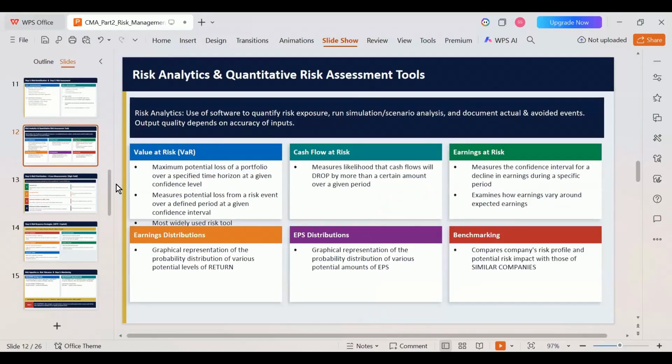So, in this risk analytics, what is meant by risk analytics? Use of software to quantify risk exposure, run simulation or scenario analysis, and document actual and avoided events. So here you will be using technology, or a software, and this software will help you run some quantitative statistical analysis. We call it simulation and scenario analysis.